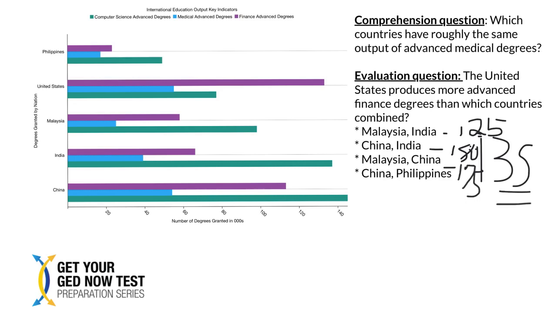And then finally, China and the Philippines. So we have China here. China's about 115. And then the Philippines is probably right here in the middle, so about 30. So 115 and 30 is 145.